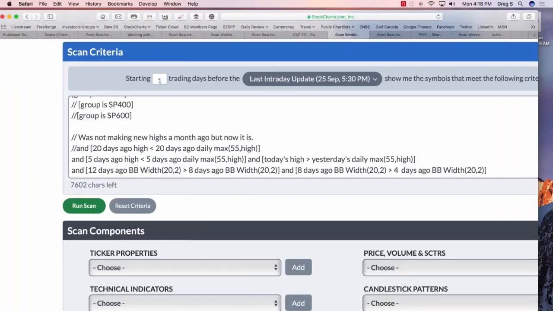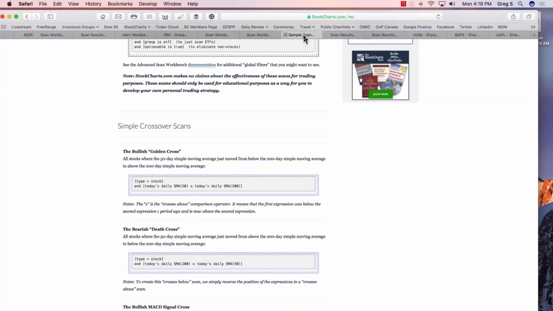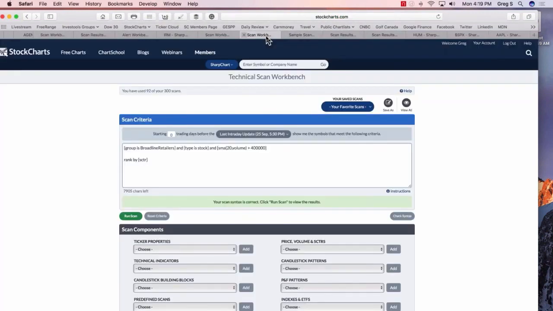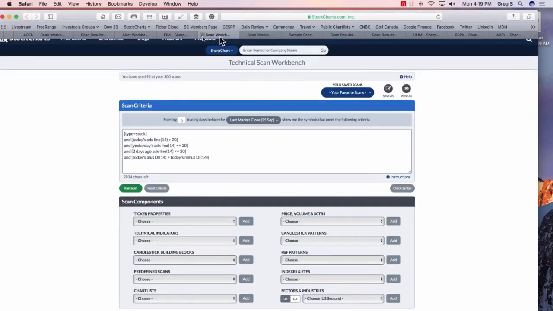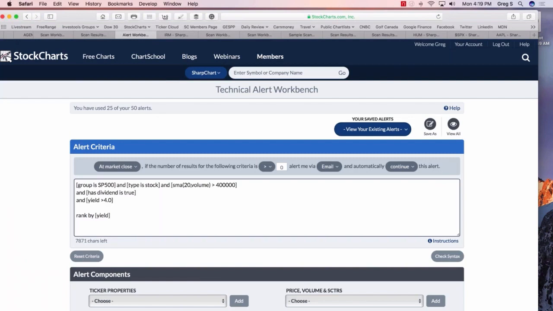Scan workbench. Okay, so here is 55-day high, and we're going to copy that, and now we're going to go way out here to the ones we're working on now. I've just got so many tabs open. Let's just find this page. Where were we? Okay, there we are, alert workbench.